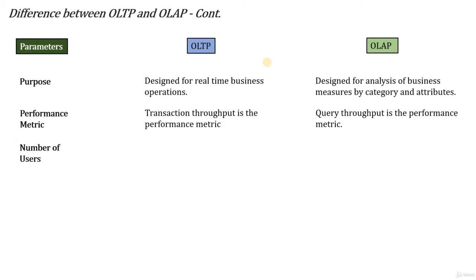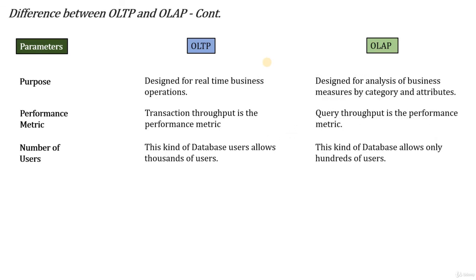The next one is the number of users. In OLTP, this kind of database allows thousands of users, but in OLAP, the database allows only hundreds of users, because OLTP holds only the day-to-day data. That's why many people can access the data concurrently. But in the case of OLAP, it's a huge amount of data in one place, so if many people are accessing the data from there, it's going to affect the application performance or reporting performance.